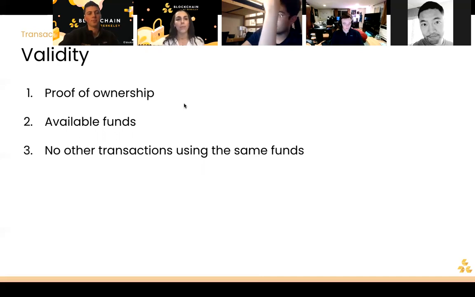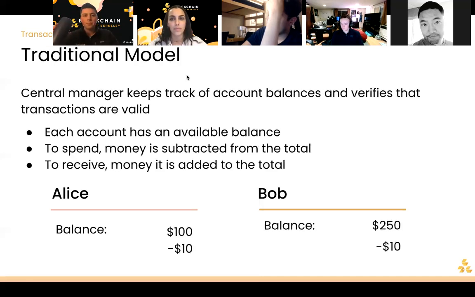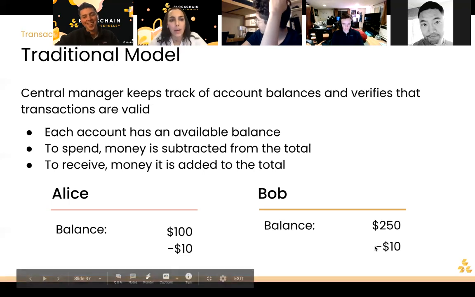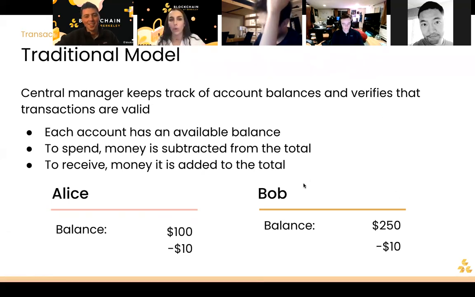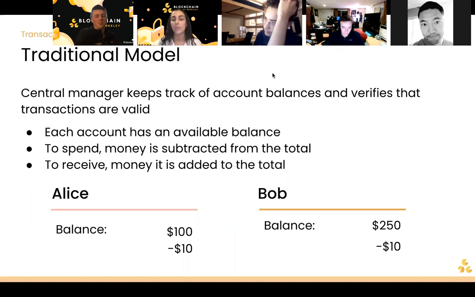And so if we go into the traditional model of an account, this is how we think about it. There's a central manager, a program usually, that will keep track of the account balances between 2 people and verify that those transactions are valid. They'll verify that Alice owns that money. They'll verify that Alice has the available funds to send that. And they will subtract when you spend and they'll add when you receive. And so it's pretty basic.